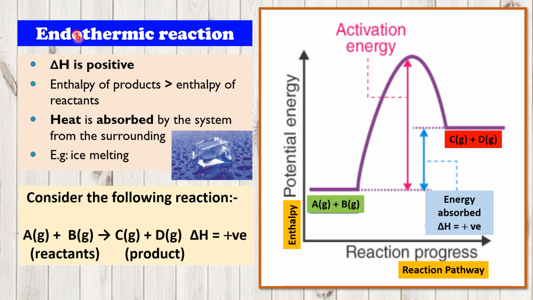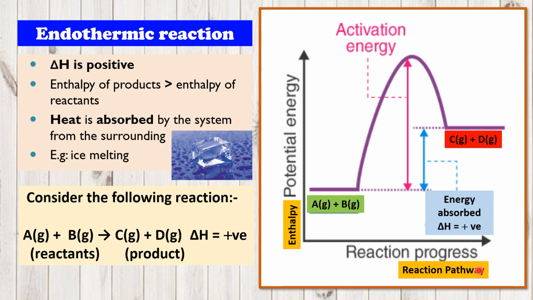In endothermic reaction, the value of delta H is positive. This is because the enthalpy of the product is bigger than the enthalpy of the reactants. Therefore, heat is absorbed by the system from the surrounding, for example, like ice melting. Consider the following reaction: we have A and B as the reactants, and C and D as the products, and the value of delta H is positive. So this is the energy profile diagram for endothermic reaction. You can label the y-axis as enthalpy or potential energy. For the x-axis, you can label either reaction progress or reaction pathway.